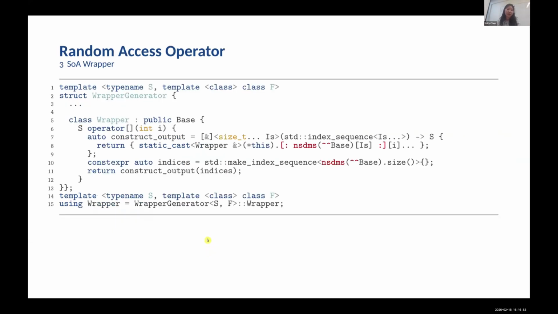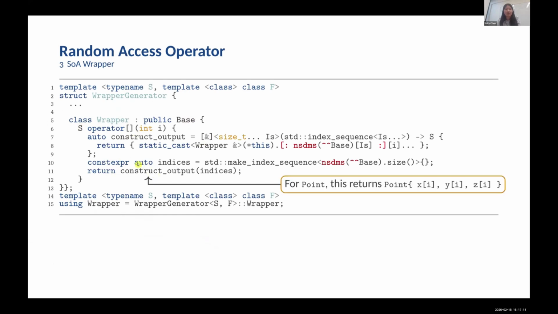So now that we have the data members, we need to define an index operator. So in this wrapper generator, we are defining a wrapper class that inherits from the base class so that we have the access to the data members. And then the index operator returns the original structure. So it essentially returns the point structure populated with elements from the original SOA members.